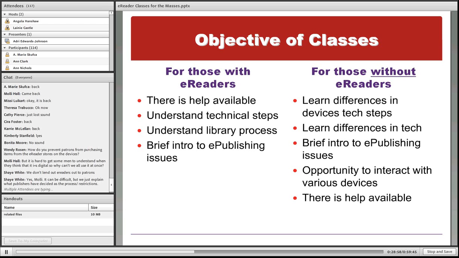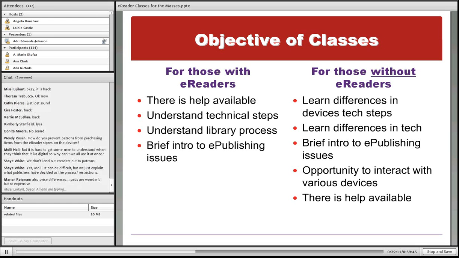Also, again, a brief introduction to e-publishing, because if they want something by a particular publisher and think they're going to get it free from the library, we want them to realize there's only so much we can do. We give them the opportunity to interact with the different devices. And then ultimately, once they do purchase the device, there is help available.